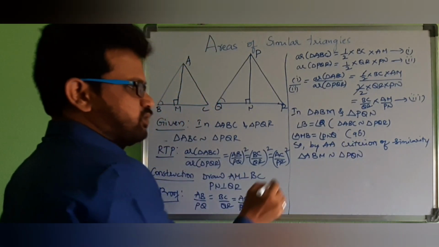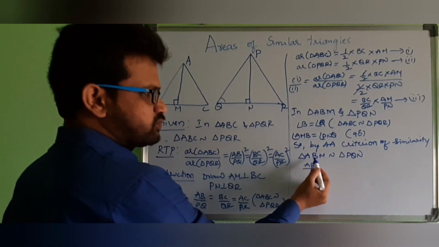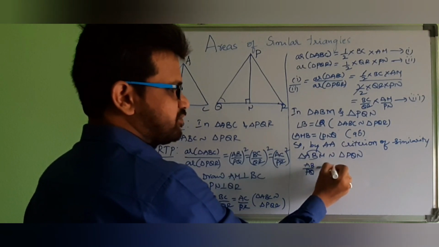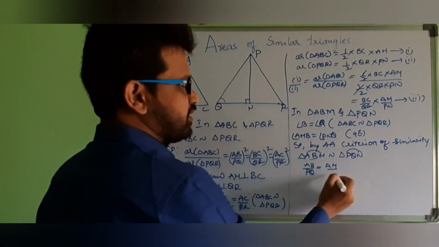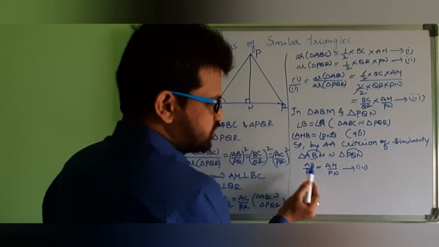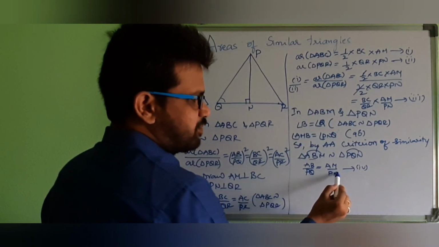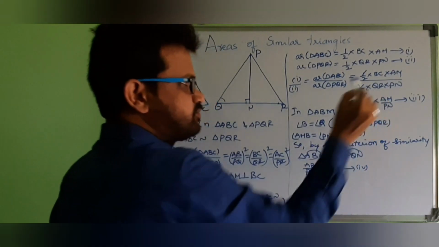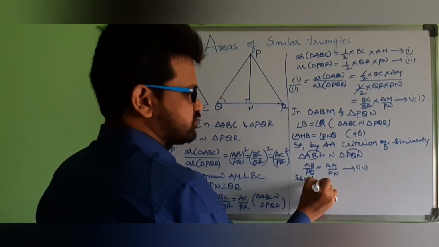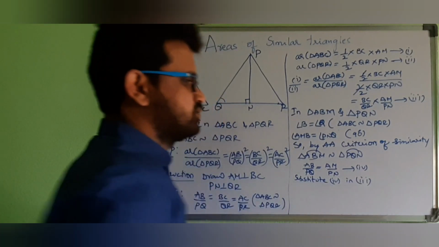Since these two triangles are similar, corresponding sides are proportional, so we can write AB by PQ is equal to AM by PN. Let us call this 4. So AM by PN, we got that AB by PQ. Here we can substitute this AM by PN. So substitute 4 in 3. What do we get?